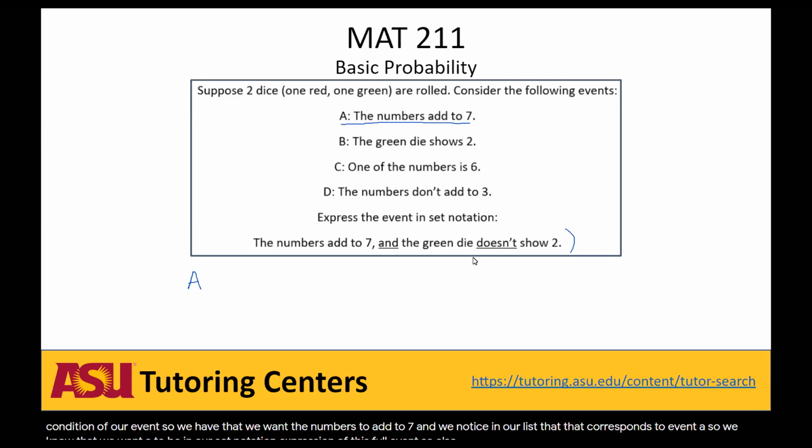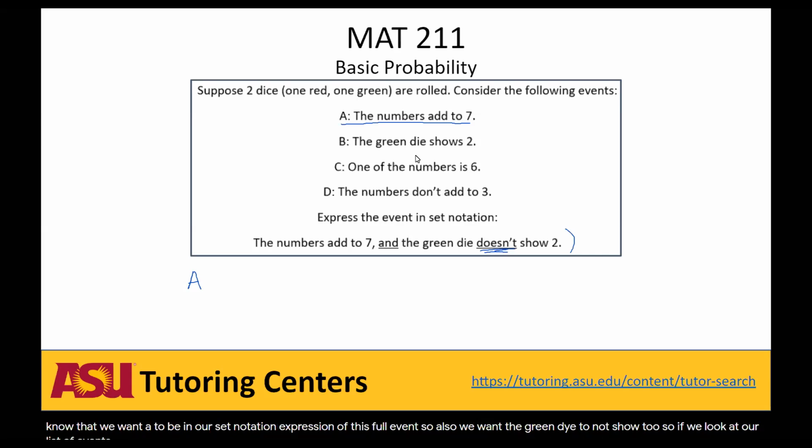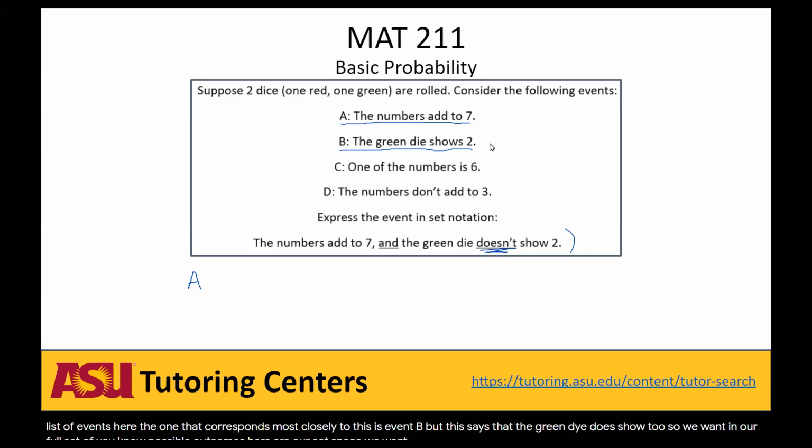So also, we want the green die to not show 2. If we look at our list of events here, the one that corresponds most closely to this is event B, but this says that the green die does show 2. So we want, in our full set of possible outcomes, our sample space, our event to represent everything that does not include the event B.